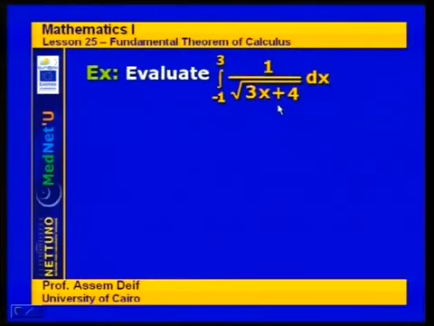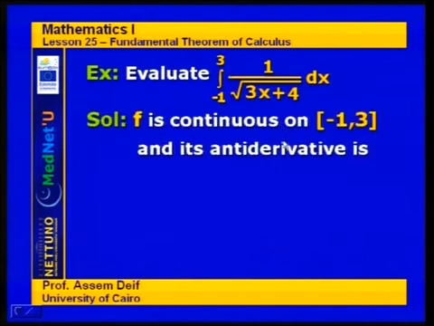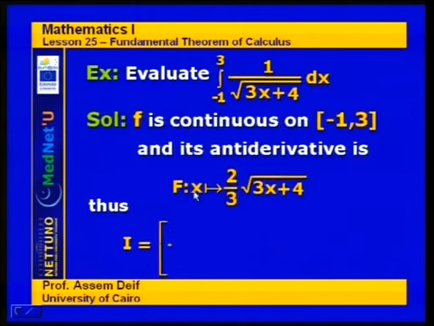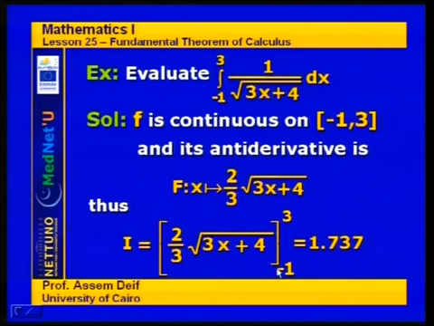For example, this function here is continuous for values of x greater than or equal to minus 4 over 3, and therefore it is continuous from minus 1 to 3. Since it's continuous, all you have to do is search for an antiderivative. This is the antiderivative, capital F, and you substitute from minus 1 to 3. In other words, you substitute the value at 3 minus the value at minus 1, and you get directly your result here.